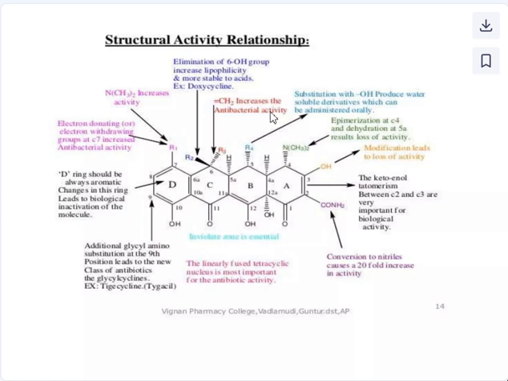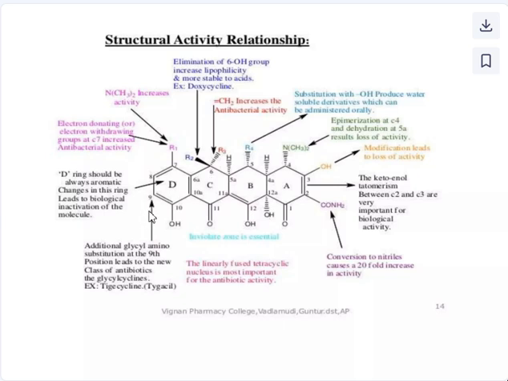C2 increases the antibacterial activity. Double bond C2. Okay, elimination of the 6-OH group increases lipophilicity and produces a more stable compound, more stable to acid, that is doxycycline. Then we have the dimethyl moiety at the 7th position, that increases the activity. Electron donating and/or electron withdrawing groups attached at C4, C7 increase the antibacterial activity, that is the R1 position.